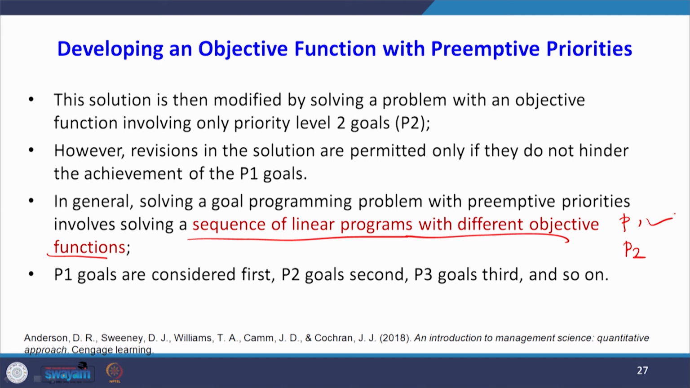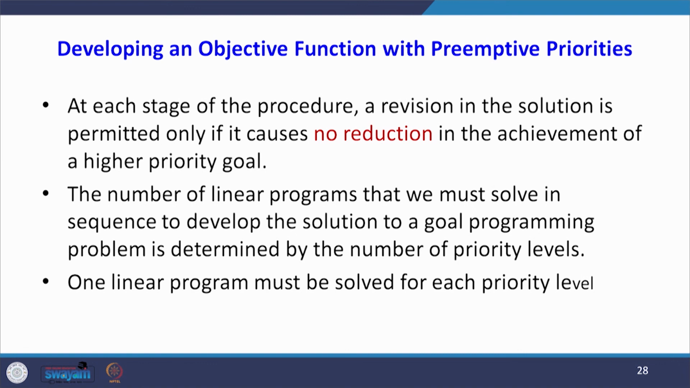So, P1 goals are considered first, P2 goals second, P3 goals third, and so on. At each stage of the procedure, a revision in the solution is permitted only if it causes no reduction in the achievement of a higher priority level. That means, we have got the solution for P1, we are going to get the solution for P2, but while getting the solution for P2, the solution of P1 should not be sacrificed.